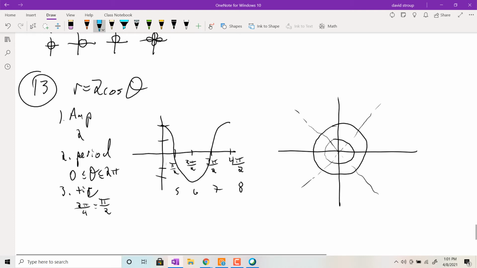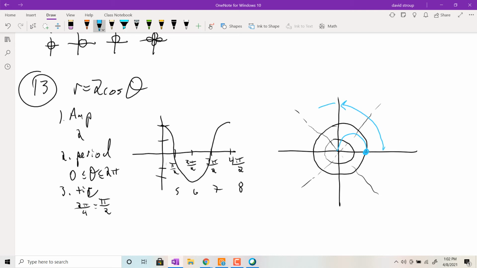But at this point, I'm going to go ahead and draw the thing. So I start out at 0 at angle theta equals 0. I'm at 2, so I'll be right here. And then it dives down to 0 at pi over 2. So it's going to have this curly kind of form to it. And it gets to 0 at pi over 2. That's going from here to here.